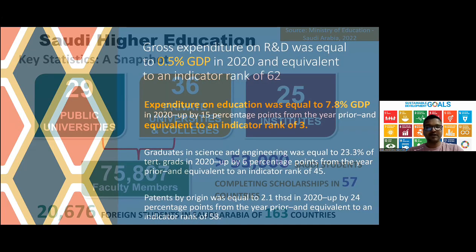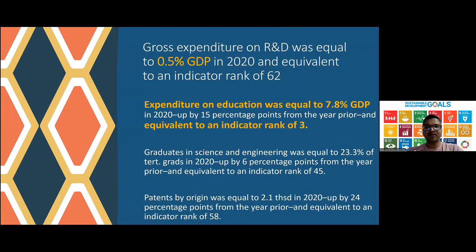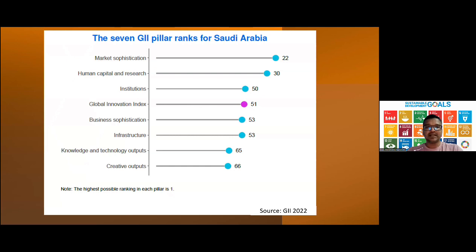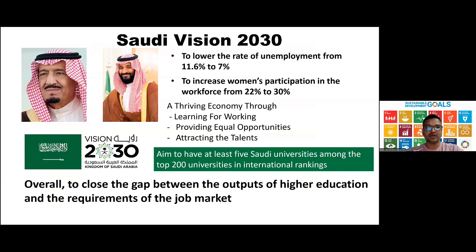In Saudi Arabia, the government is spending 7.8% of GDP on education, which is rank number 3 in the world. However, the gross expenditure on R&D was equal to 0.5%. These are the Global Innovation Index pillars for Saudi Arabia, Market Sophistication, and so on. And as you all are familiar with the Saudi Vision 2030, which is the blueprint of all sectors' development, including education, the government is aiming for 30% women's participation by 2030.